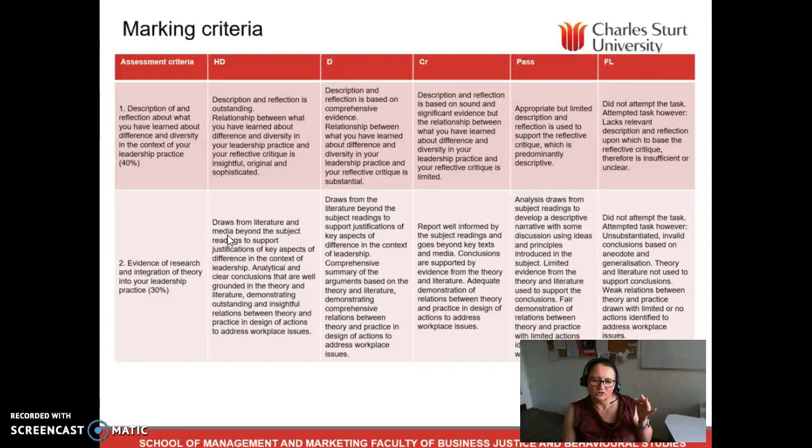Evidence of research and integration of theory into your leadership practice. So that's where you draw from the literature and media beyond the subject readings. So to get above a credit, to get a distinction or a high distinction, you really have to read more widely and research more widely. You also have to be able to analyse critically and draw clear conclusions grounded in the theory and the literature, and you really have to have no errors in referencing, okay, or for distinction, very limited errors, and it really needs to be a comprehensive summary of the arguments, okay? So you really have to develop arguments based on the literature and the theory.